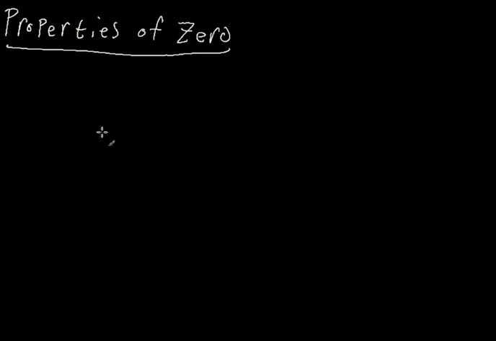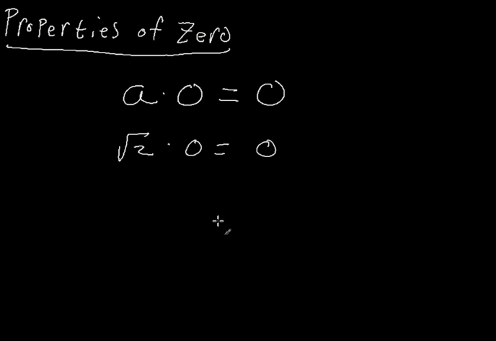Properties of 0. 0 is an extremely abnormal number. We have infinite numbers, and it's the only number that acts this way. Any number times 0 is 0. This is like the opposite of the identity rule. The identity rule keeps any number as itself. Okay, that's like the opposite. So any number like root 2 times 0 is 0. Any number times 0 becomes 0.